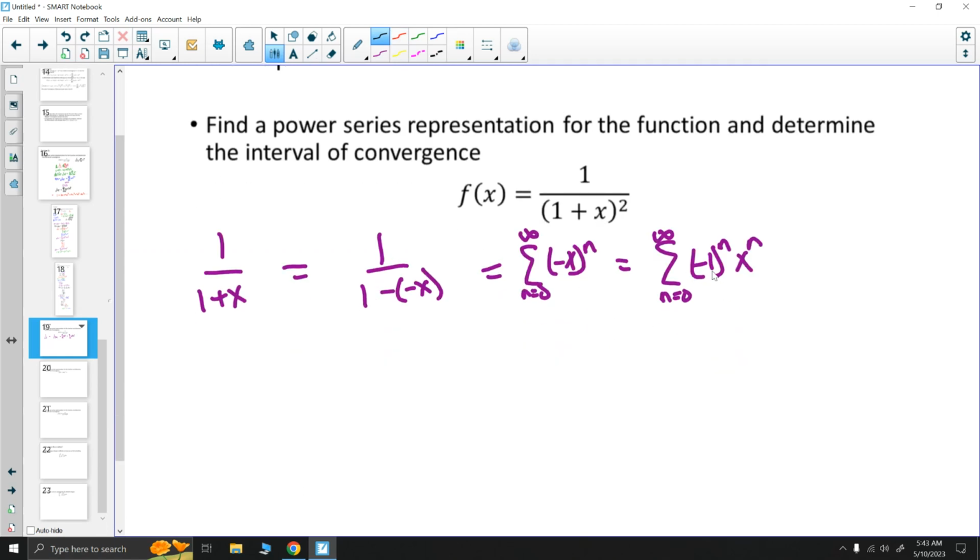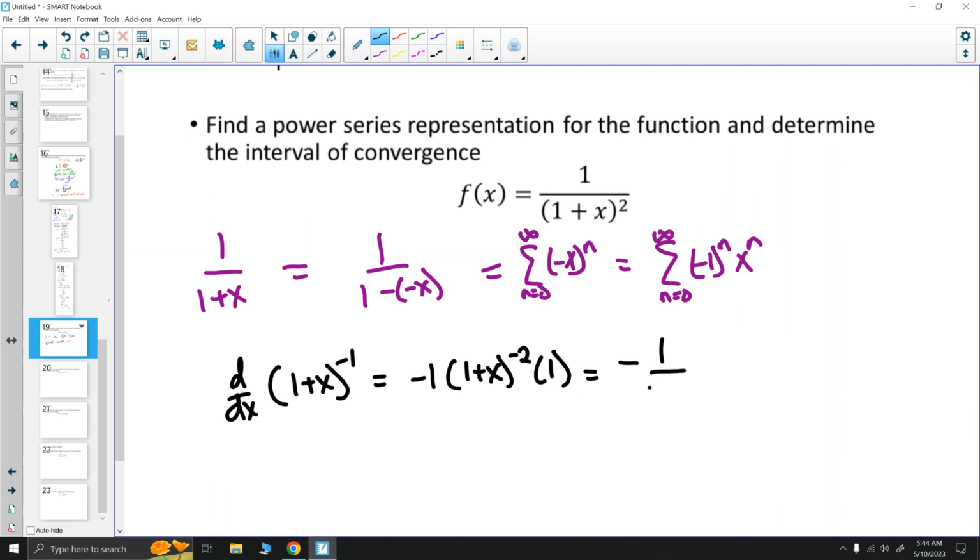Okay, so this is a sum describing this thing, which is really similar to this, but not quite the same. So now we need to check how we can make this using these things. Probably the derivative. So if we take d/dx of 1 plus x to the negative 1, we're going to get negative 1 plus x to the negative 2 times 1. So it's going to be negative 1 over 1 plus x squared.